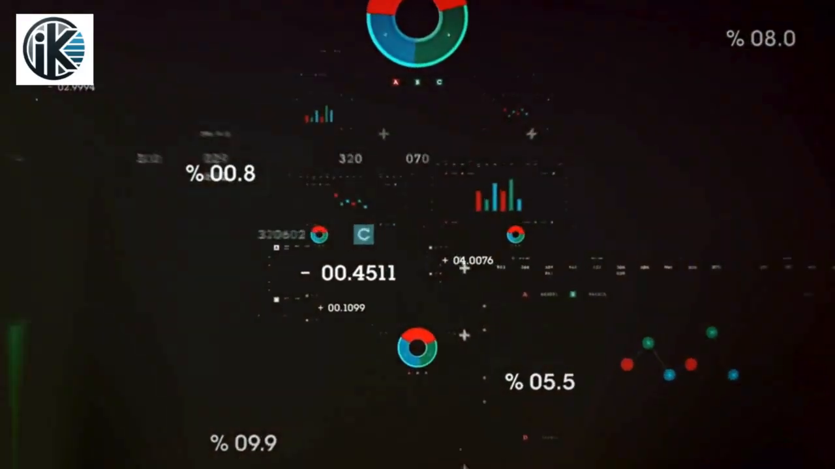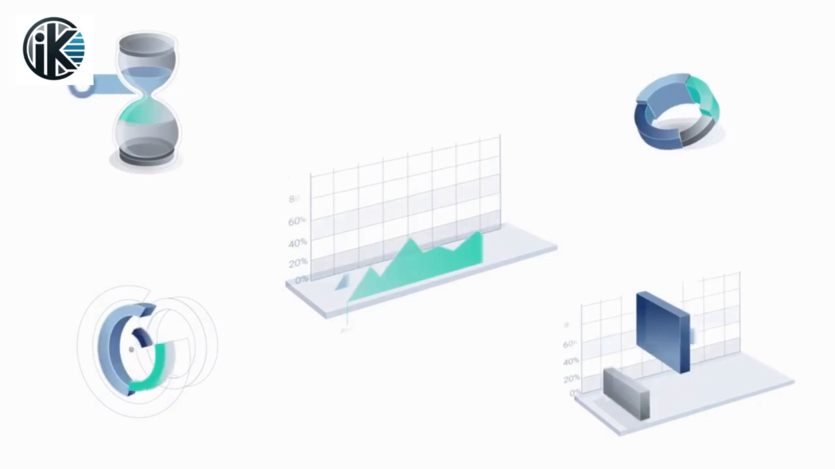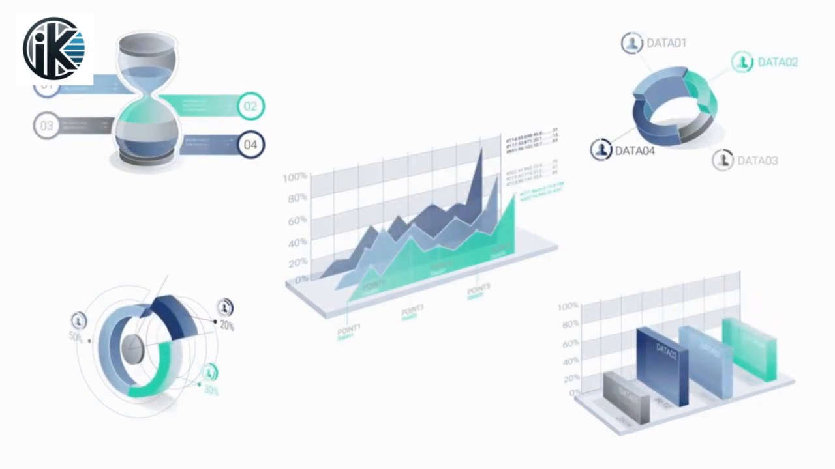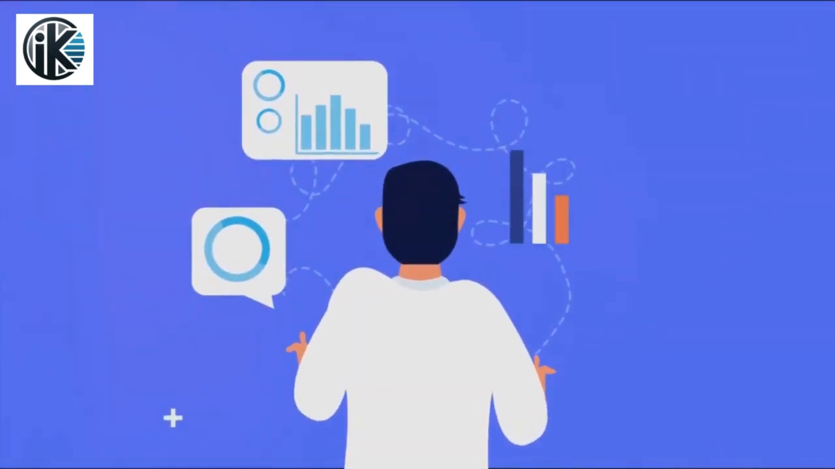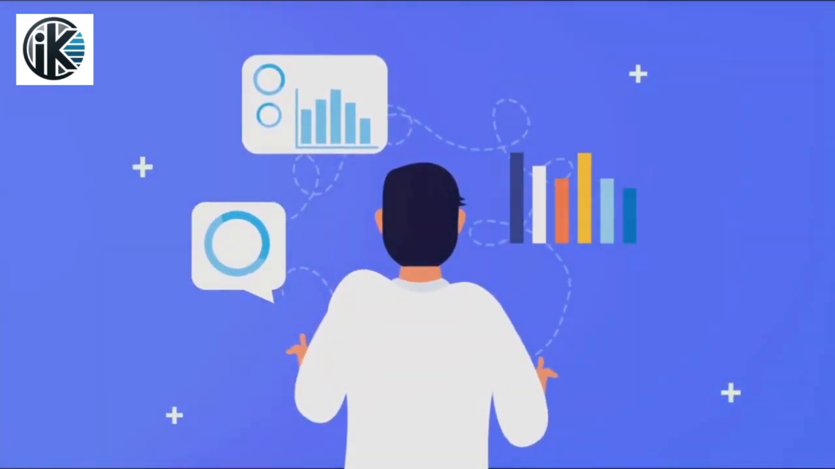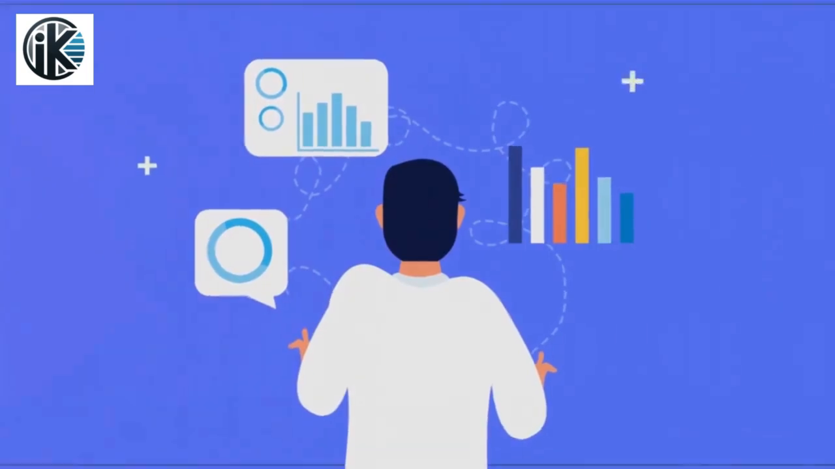Next, we have data visualization. Visualization techniques like bar charts, pie charts, histograms, and scatter plots help you represent data graphically. Tools like Tableau, Power BI, and Matplotlib in Python make it easier to identify patterns, trends, and outliers visually.